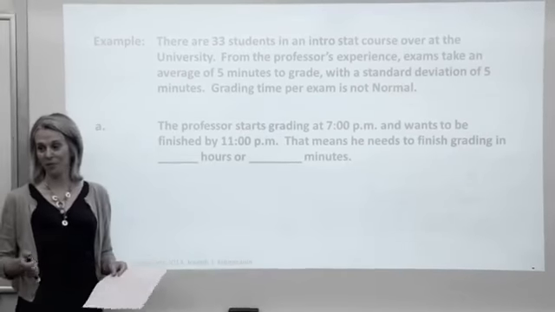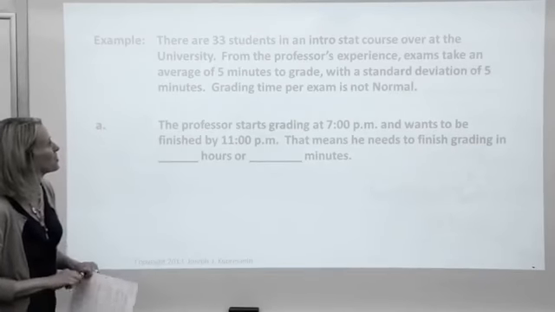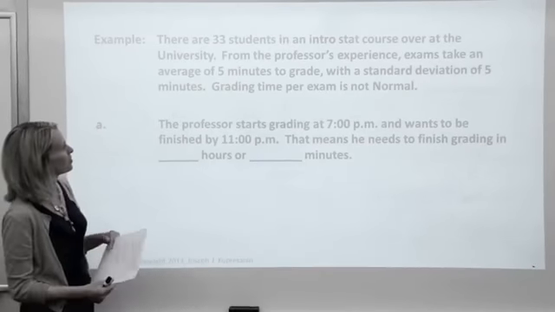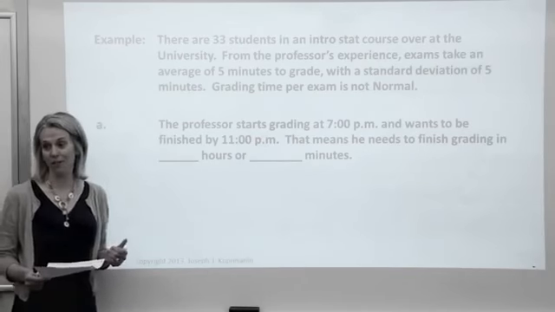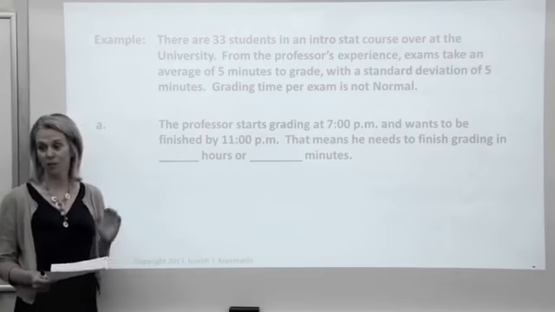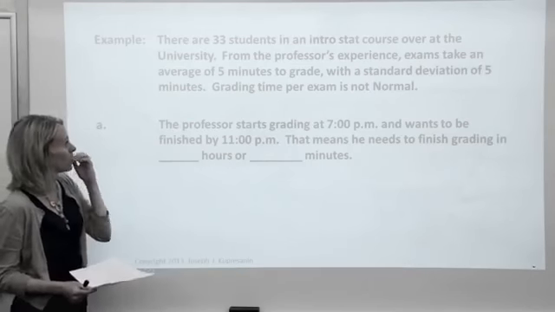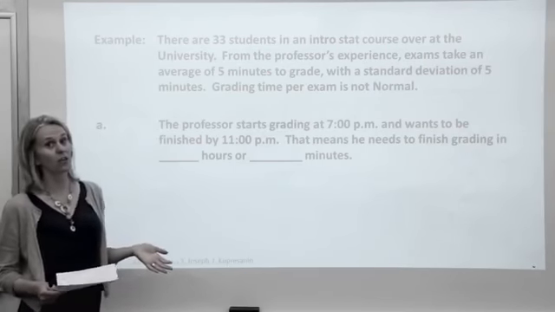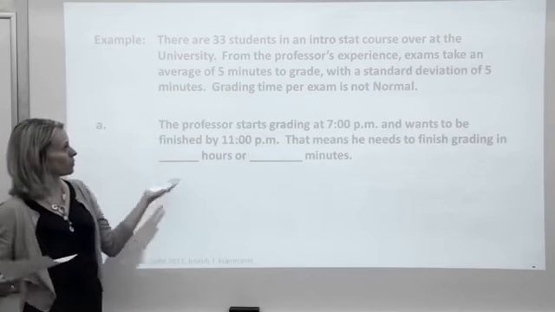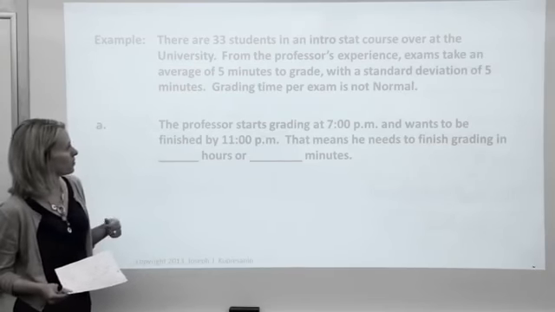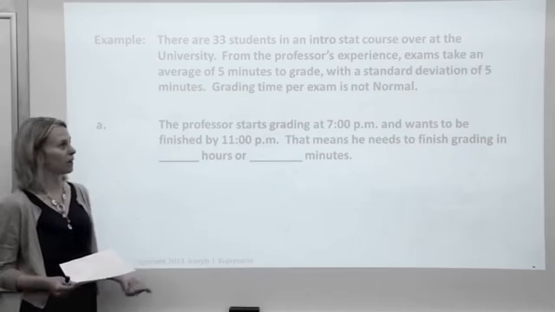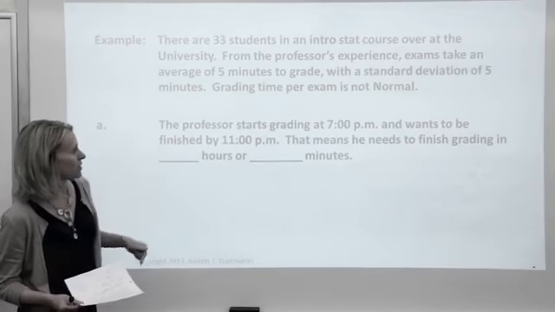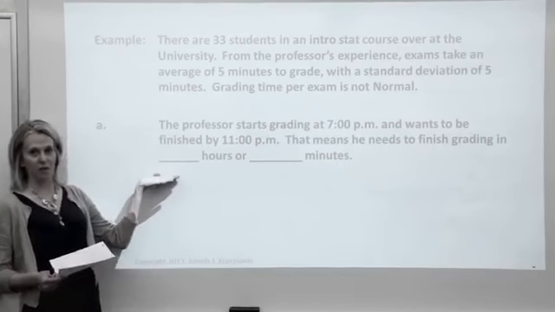Okay, second example. There are 33 students in an intro stat course over at the university. From the professor's experience, exams take an average of 5 minutes to grade, with a standard deviation of 5 minutes. Grading time per exam is not normal. We don't know what the shape is, but it's not normal. The professor starts grading at 7 p.m., wants to be finished by 11 p.m., get a good night's sleep. That means he needs to finish grading in how many hours?